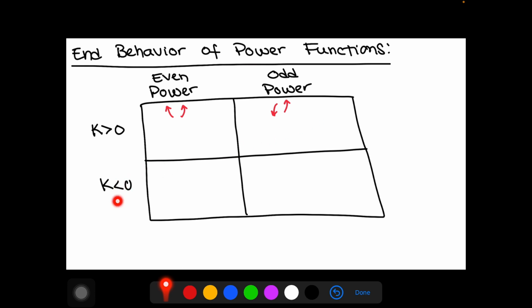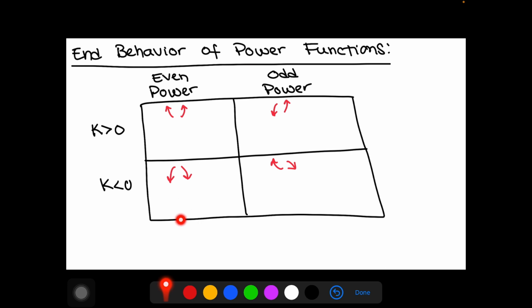If we put a negative constant in front of that power function, if we multiply that power function by a negative number, that reflects the graph over the x-axis, flips it upside down. So if we have an even exponent, like x squared or x to the fourth, but a negative constant, then both ends will go down.